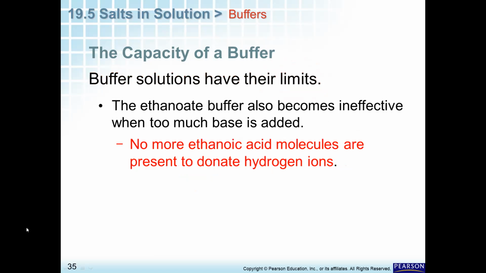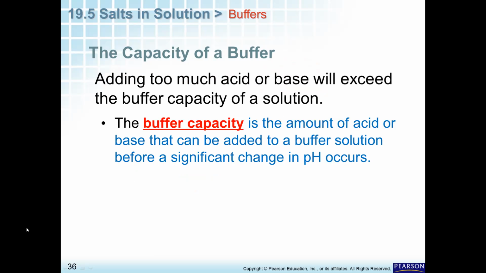Okay, so every buffer system has an amount of acid and base that can be added, which can be determined and can be tabulated. So the buffer capacity is the amount of acid and base that can be added to a buffer solution before a significant change has happened. Is that also understood? What is the buffer capacity, Eileen?